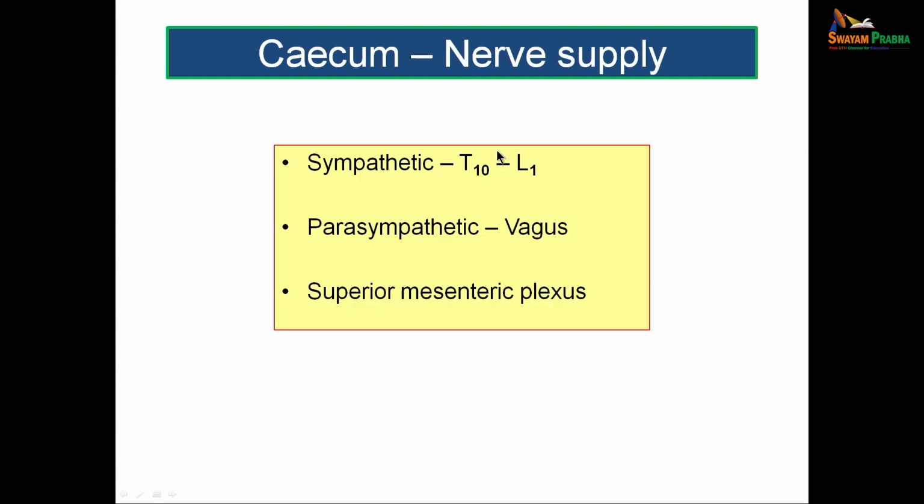Now, we will go on to the nerve supply of the cecum. Cecum is supplied by autonomic nerves. The sympathetic fibers arise from T10, T11, T12 and L1. So, fibers arising from the spinal segments T10 to L1 will be supplying sympathetic supply to the cecum via the splanchnic nerves, which take part in the superior mesenteric plexus. This plexus also receives branches of parasympathetic fibers coming from both vagi. So, the superior mesenteric plexus carrying these fibers will be supplying the cecum.